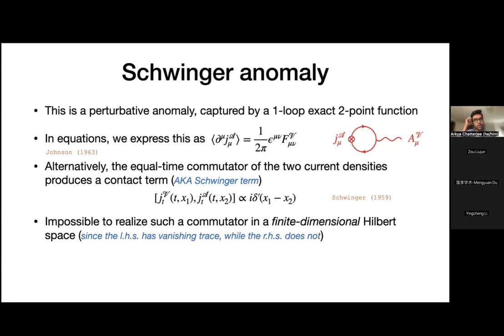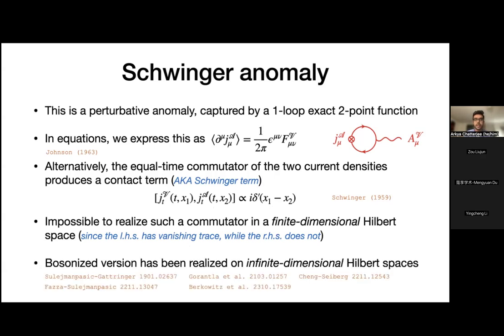And if you stare at this long enough, you realize that if you had a finite dimensional Hilbert space, such a commutator cannot be realized in such a Hilbert space. This is because in a finite dimensional Hilbert space, any commutator has a vanishing trace, but the right-hand side does not. The right-hand side is just a C number. So it's impossible to realize such a commutator in a finite dimensional Hilbert space, but this has been realized on infinite dimensional Hilbert spaces.